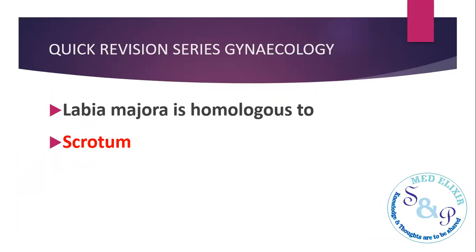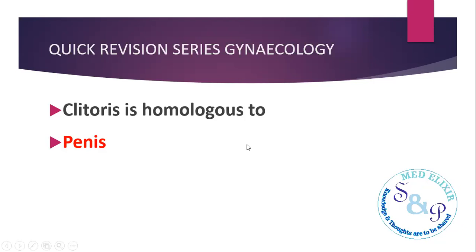Labia majora is homologous to scrotum. We repeat again, labia majora is homologous to scrotum. Clitoris is homologous to penis. We repeat again, clitoris is homologous to penis.